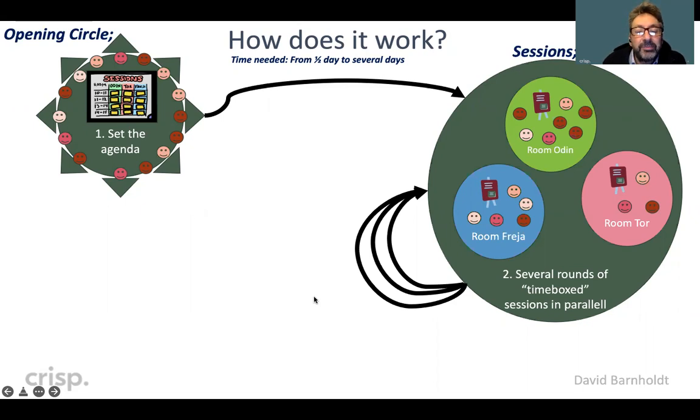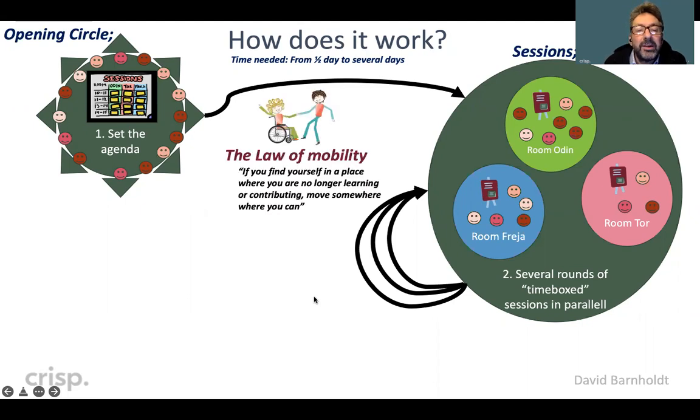The participants are able or free to participate in any session and go freely however they want. The only law they have to obey is the law of mobility. That is, if you find yourself in a place where you are no longer learning or contributing, move somewhere where you can.